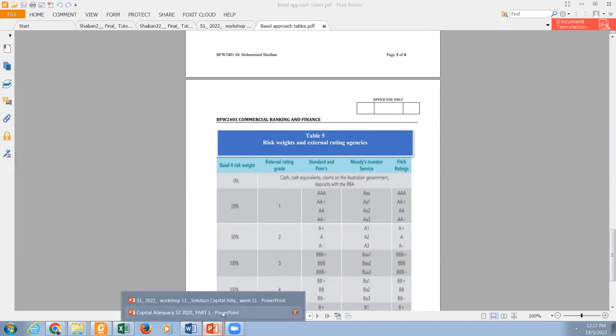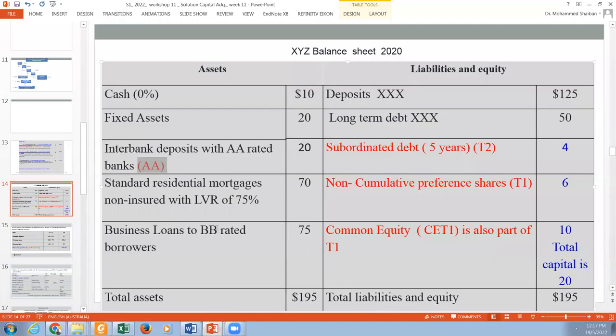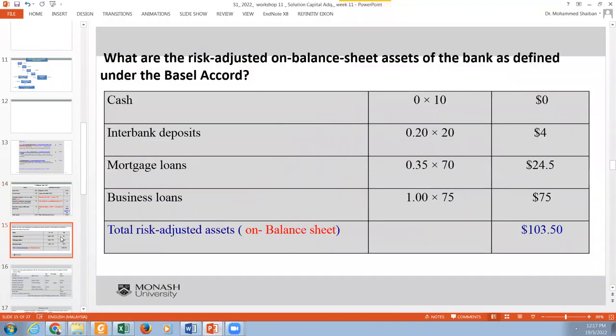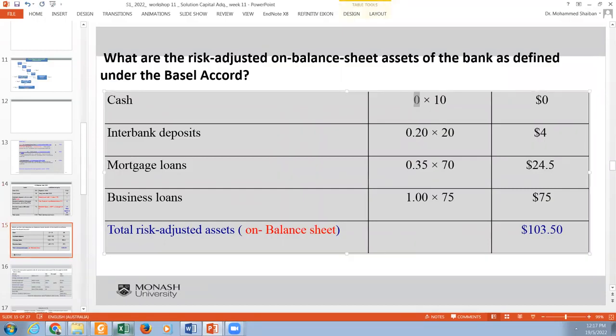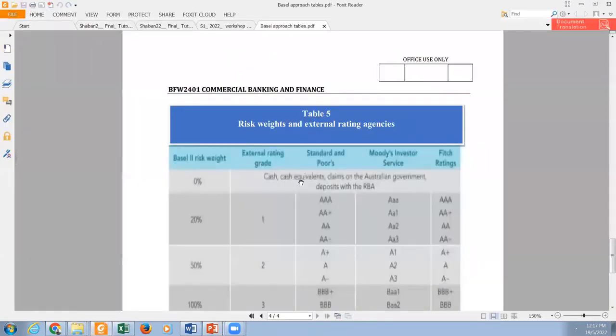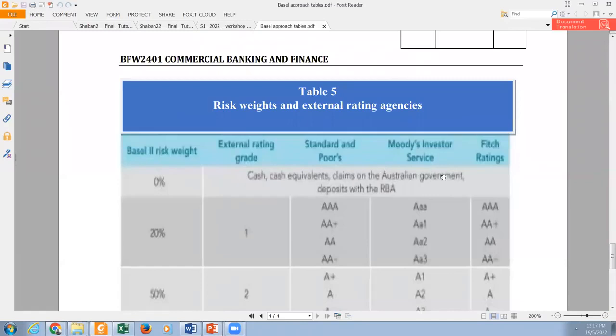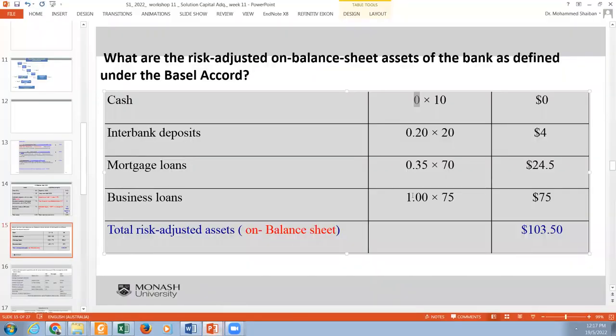So when I solve the problem, I know the cash is 0, according to table 5. See, cash equivalent, any government securities, the credit risk is 0. This is cash, it's already in my hand as an asset. But the government is not defaulting, so it's 0. And as I told you, AA is 20. So I'll just go and do it very fast. So this is 0. This is the weight.